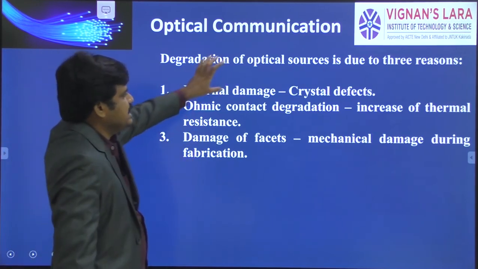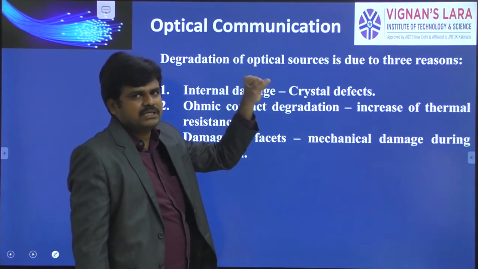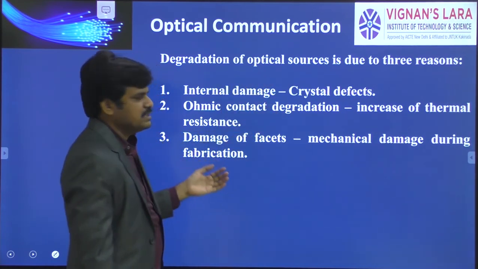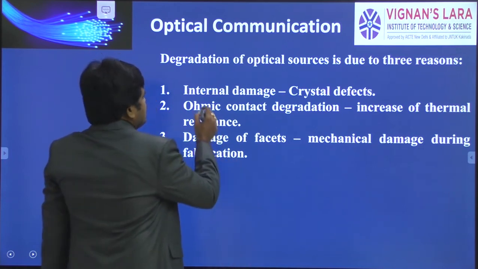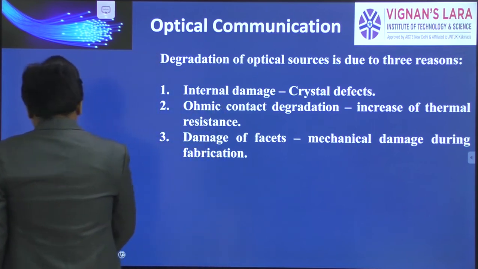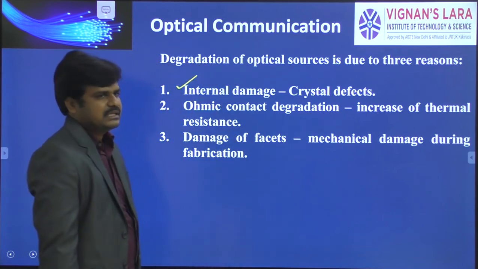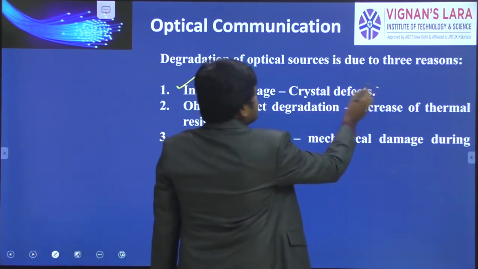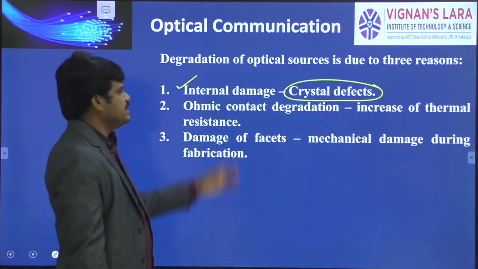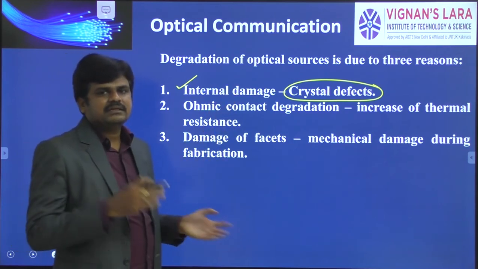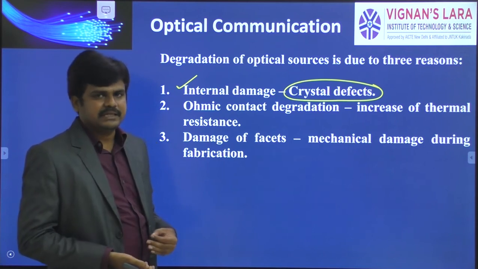The second consideration is degradation of optical sources, and the reasons for degradation are also considered. Degradation means getting down or getting damaged. The first is internal damage. Generally it occurs due to semiconductor crystal defects, because of which the laser light producing quality as well as the lifetime degrades.